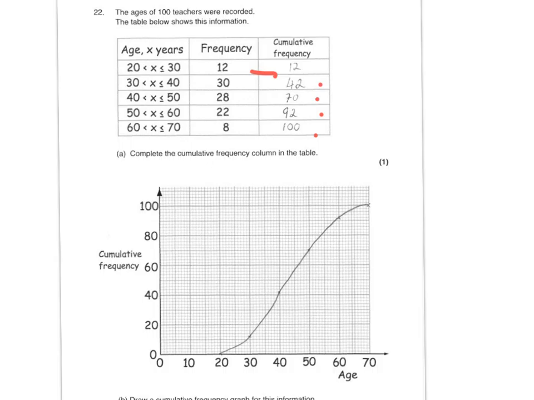Then you always plot for cumulative frequency. It's the last number, and you plot the cumulative frequency. So we've got 30 and 12, 40 and 42, 50 and 70, 60 and 92, and 70 and 100. And they're the corresponding points that we've got plotted right there. Freehand, join all the points together.